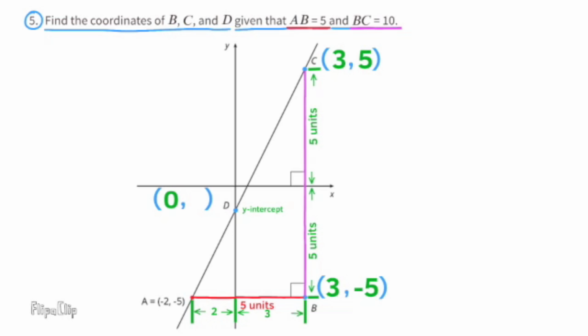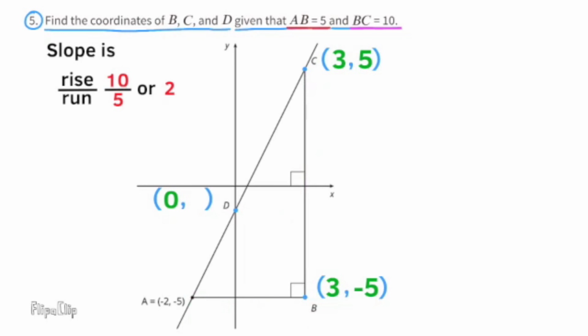We know that the slope is rise over run. And the rise from point B to point C is 10, and the run from point A to point B is 5. 10 divided by 5 is 2, so the slope of this line is 2. I also know that the slope is the difference of the y-coordinates over the difference of the x-coordinates of 2 points on the same line.